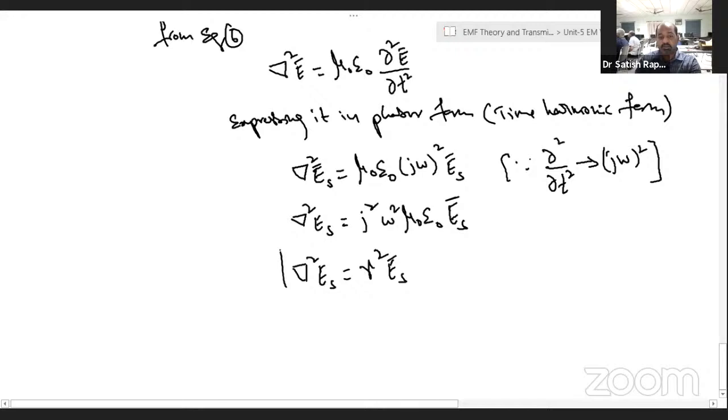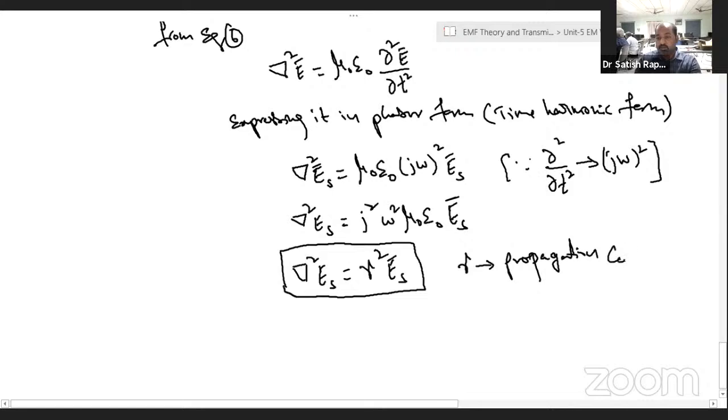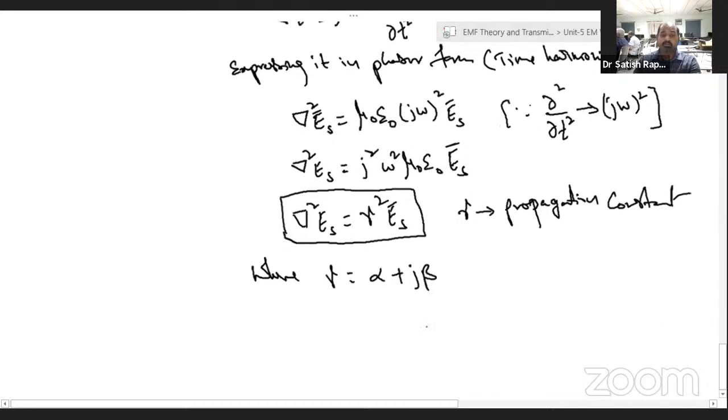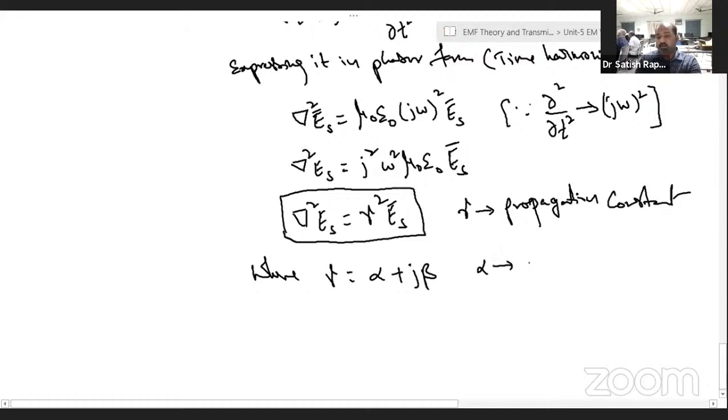This is the wave equation I have written in terms of gamma, where gamma is the propagation constant, and gamma is equal to alpha plus j beta, where alpha is the attenuation constant and beta is the phase constant.